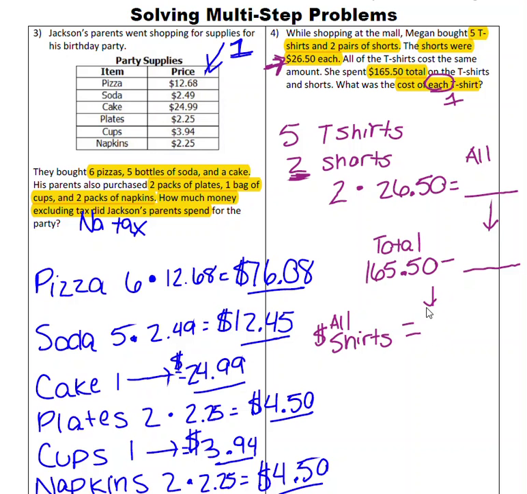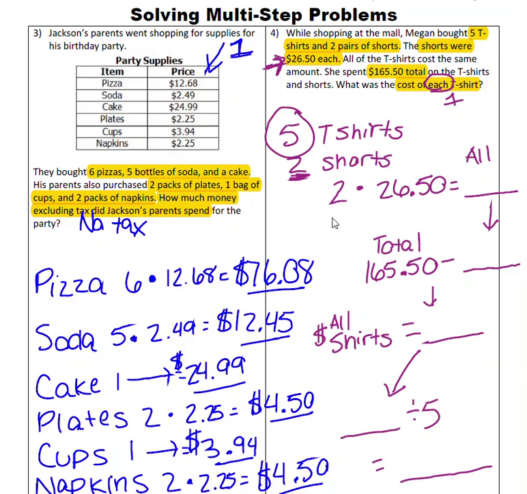But do I want to know all of the shirts? No, I don't need to know all of the shirts. I only want to know one shirt. So then I'm going to take my answer that I have here, bring it down, and I know that I bought 5 shirts, so I'm going to have to take that cost of all the shirts and break it into 5 shirts. And then that will be my final answer. Okay, so let's go back in and plug in some numbers and do some solving.